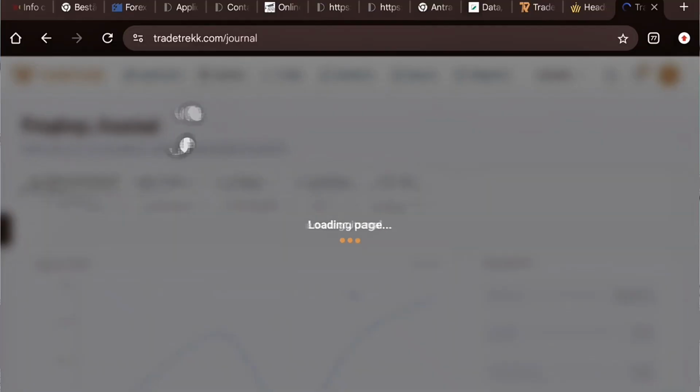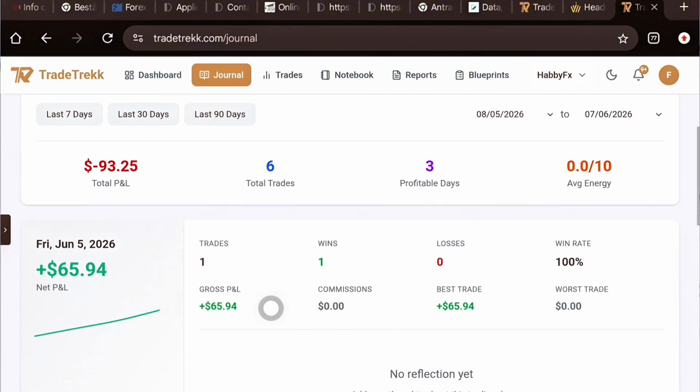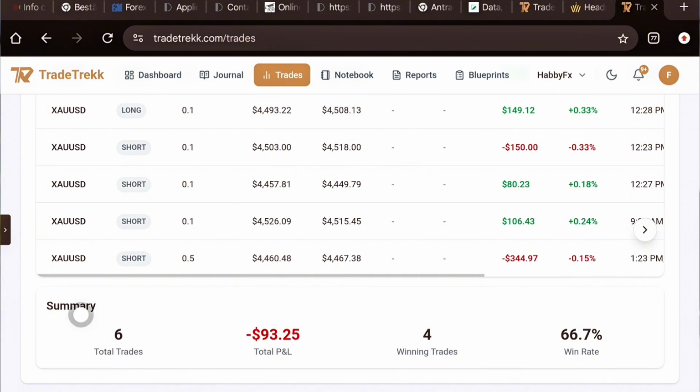There are other features here, like the journals, to see the trades here. So all these trades, I actually inputted them manually on TradeTech. So we have about 6 trades in total. You can see 4 wins and 2 losses. Win rate 66.7. So this is the first week trading Habby FX Signals.